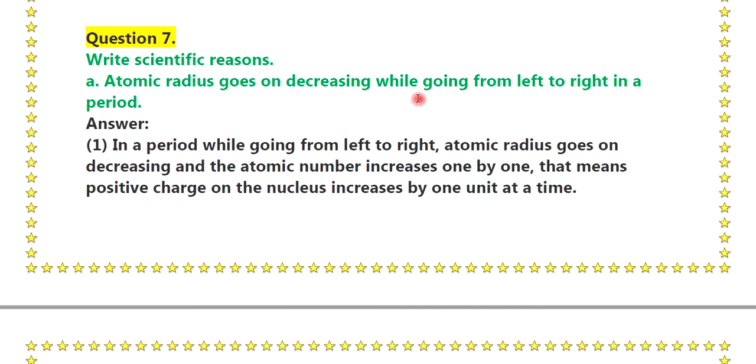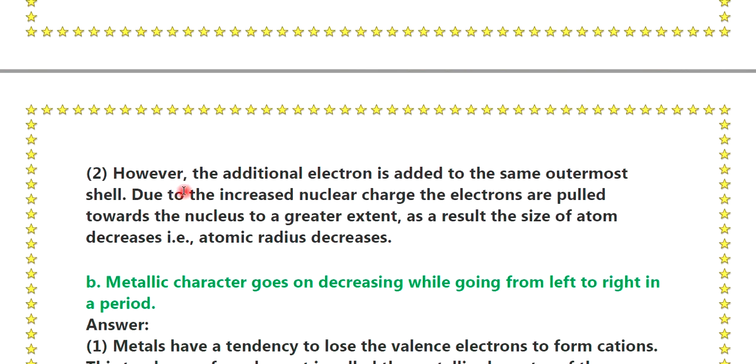Atomic radius goes on decreasing while going from left to right. In a period, while going from left to right, the atomic number increases by 1. That means the positive charge on the nucleus increases by 1 unit. However, the additional electron is added in the same outermost shell. Due to the increase in nuclear charge, the electrons are pulled towards the nucleus to a greater extent. As a result, the size of the atom decreases, atomic radius decreases.